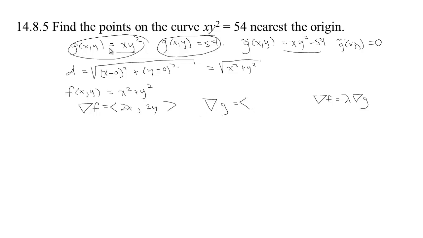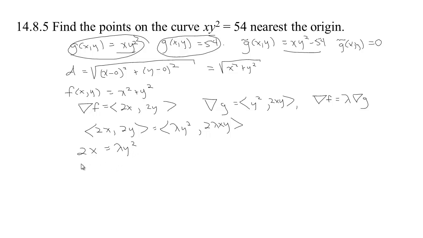Now for the gradient of g, here's our function g, right? The partial with respect to x is y squared, and the partial with respect to y is that the 2 comes down, so we have 2xy. So what we need to do is to figure out where is (2x, 2y) equal to some scalar times y squared, and that same scalar times 2xy. This is really 2 equations. 2x has to be equal to lambda y squared, and 2y has to be equal to 2 lambda xy.